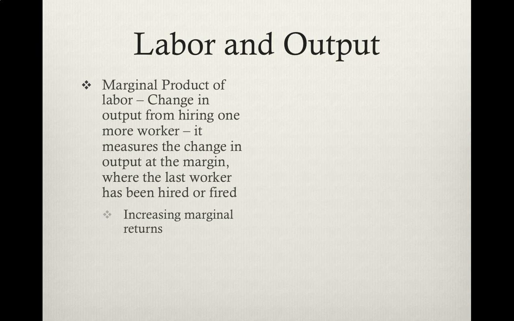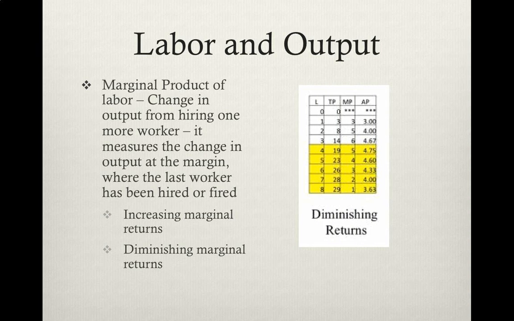Marginal product of labor is the change in output from hiring one more worker. It measures the change in output at the margin, where the last worker has been hired or fired. Once again, marginal means additional. We're going to look at how our output changes when we hire one more worker, and how our revenue changes. You can have increasing marginal returns, diminishing marginal returns, and negative marginal returns. So make sure that you get that in your notes.